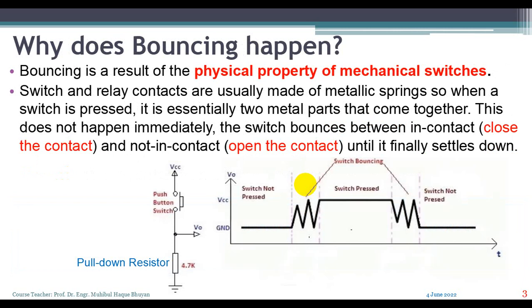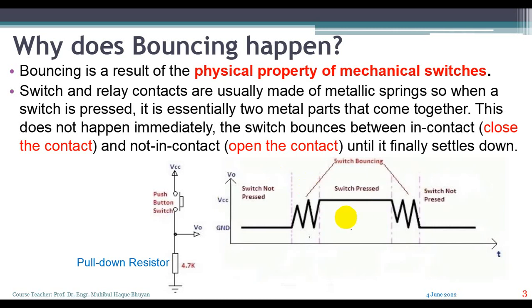Okay. So why does bouncing happen? Bouncing is a result of the physical property of a mechanical switch. Switch and relay contacts are usually made of metallic springs. So when a switch is pressed, essentially two metal parts come together. This does not happen immediately. The switch bounces between in contact, that means the contact is closed, and not in contact, that means the contact is open, until it finally settles down.